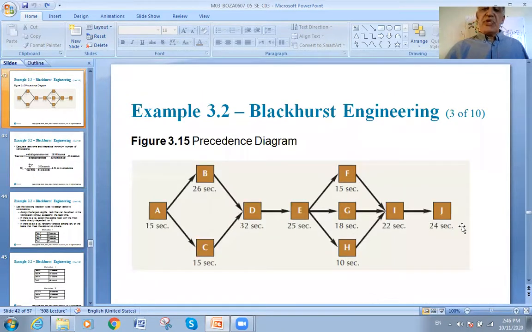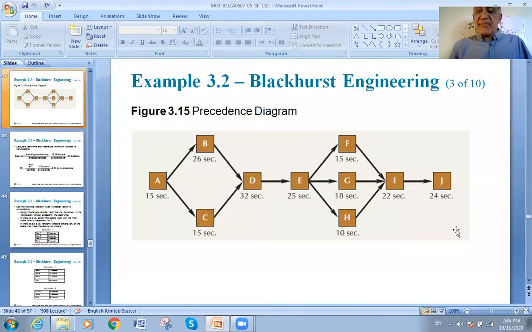Also, if you didn't know by this way, there is an experience rule which says whenever there are arrows collecting or spreading, this is the end of a station and the start of another station. So we have one station, this one, A and B and C. We have the second station, D and E. We have the third station, which is F and G and H. We have the fourth station, which is I and J.